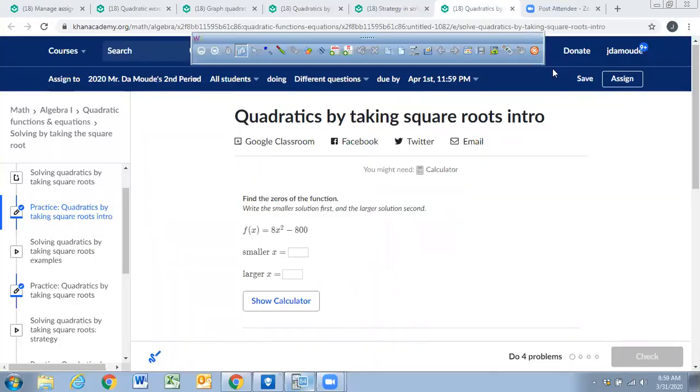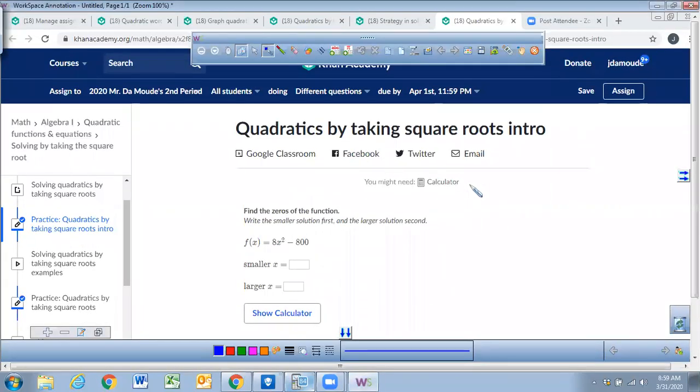All right. So we're going to do this problem right here. It says quadratics by taking square roots. So basically, what we're doing right here, see where it says f of x, we're going to be setting that equal to 0. So I'm just going to put 0. It says find the zeros of the function.